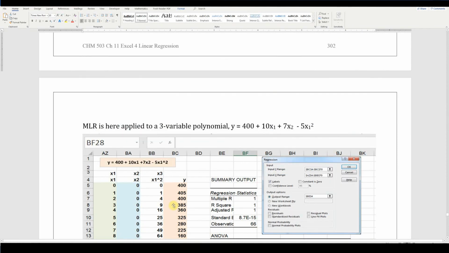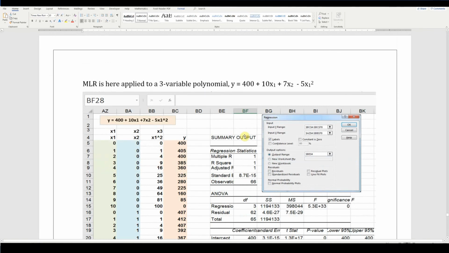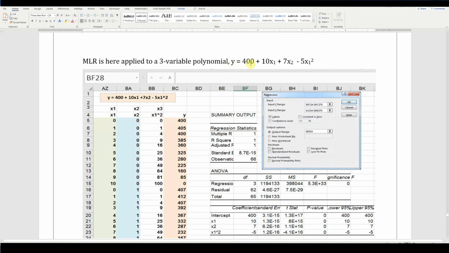On page 303 is a legitimate three-variable polynomial equation. Here we have y is equal to 400 plus 10x1 plus 7x2 minus 5x1 squared. But there are only two independent variables here and one dependent variable, hence it's a three-variable equation. And we can treat it as if it was a linear equation if we treat this term as if it was a linear term.